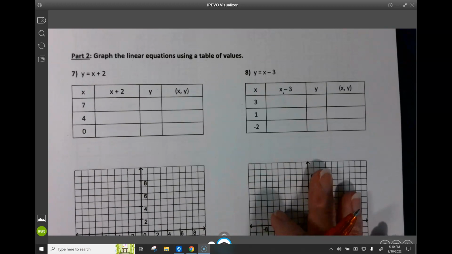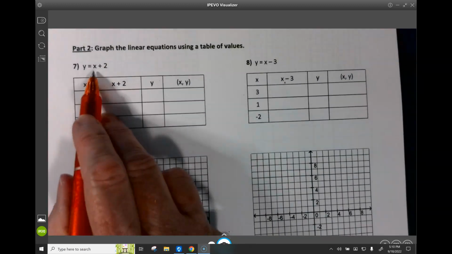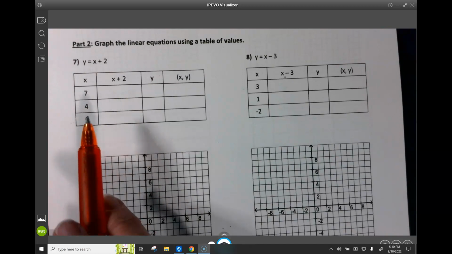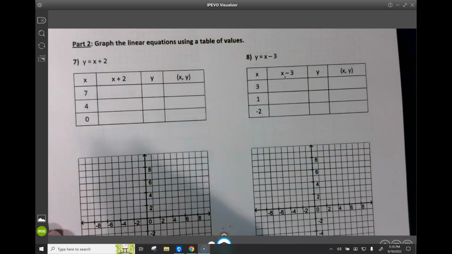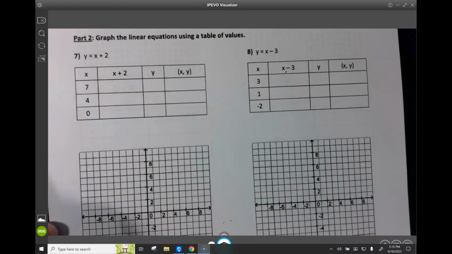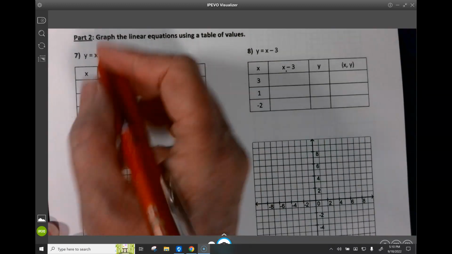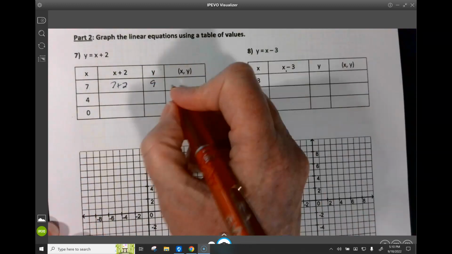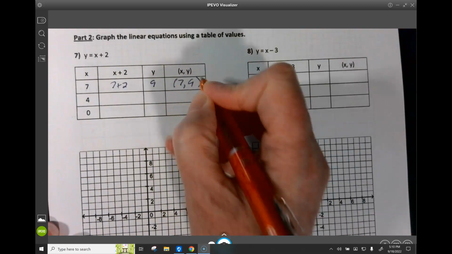Let's move on. Okay, now this is where we have an equation. We're going to pick some numbers and put it in. They actually pick the numbers for us on some of these. Sometimes we'll pick our own. And all we're going to do is we're going to plug in these values to find the y value. Then we're going to write an ordered pair. So I plug in 7 for x. So I have 7 plus 2, which is 9. So my ordered pair is 7, 9.